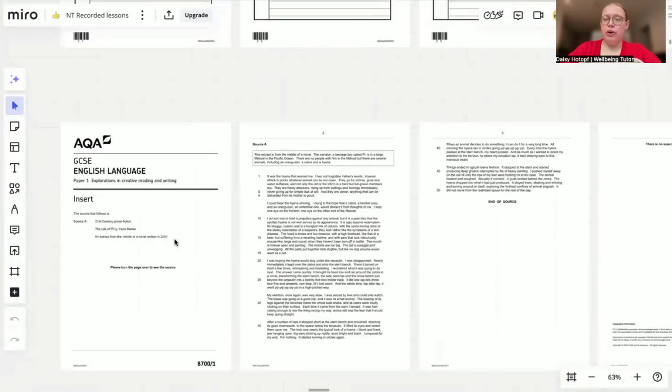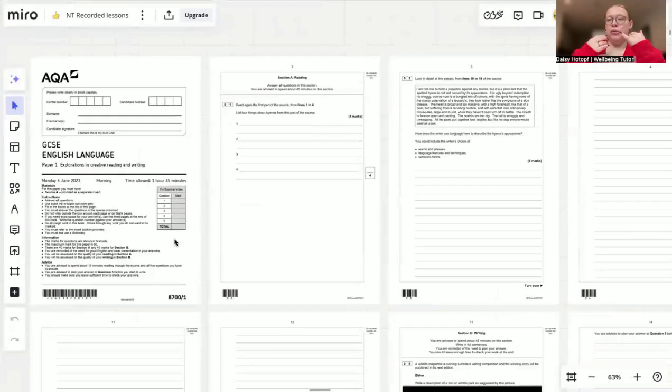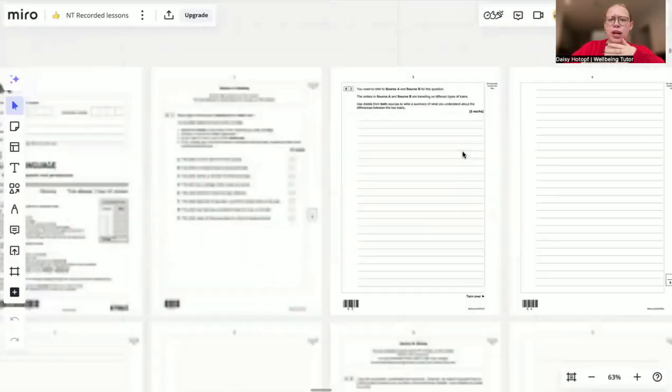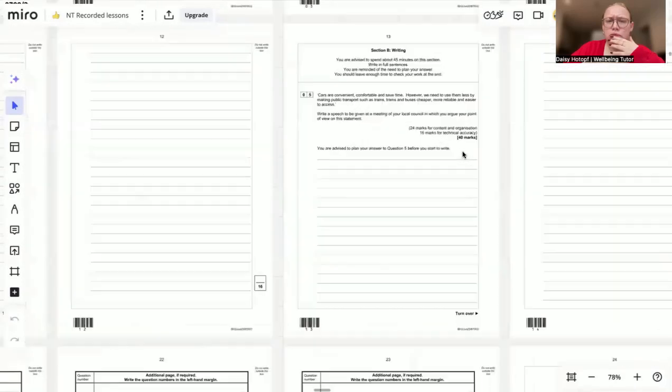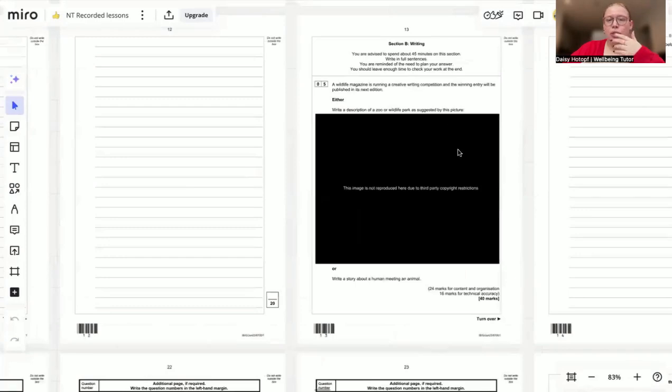So they give you your extract, same thing as usual. They give you your source, right? And then you have your questions. You have questions about the reading you've done, and you've also got questions about the writing that you're doing as well. Interestingly, for the writing in this one, you do your non-fiction, which is very strange, actually. So for this paper, you have your fiction reading, and also your fiction writing.